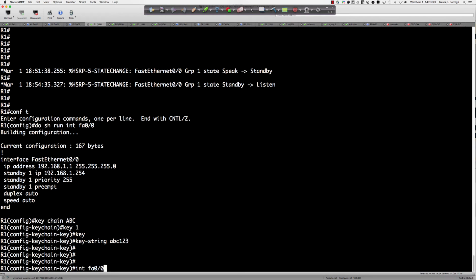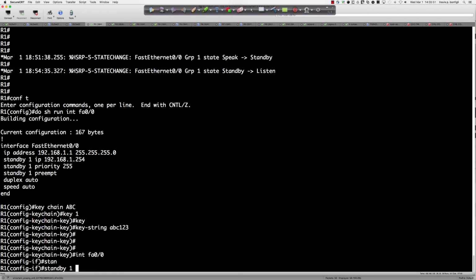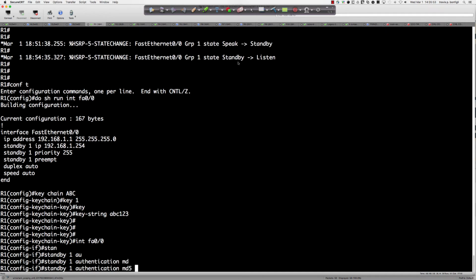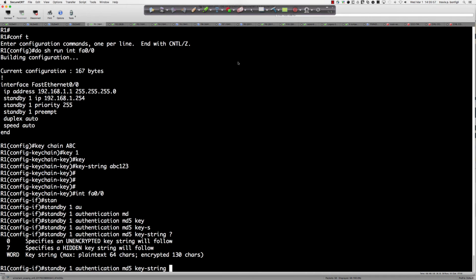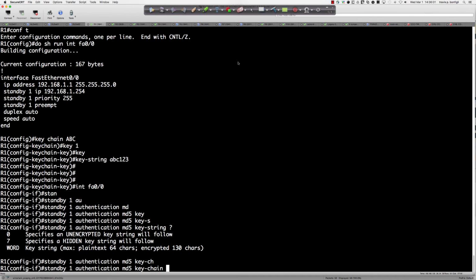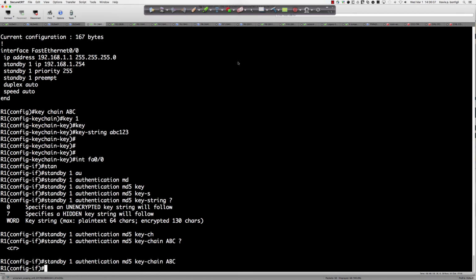So now I go into interface FastEthernet 0/0. We're going to say standby 1 authentication MD5 key-chain, and the name of our key chain is what? I'm sorry, not key-string, key-chain. I apologize, there's two choices there, key-string and key-chain. So key-chain, and the name of our key chain is just ABC. So I'm going to put this on here.